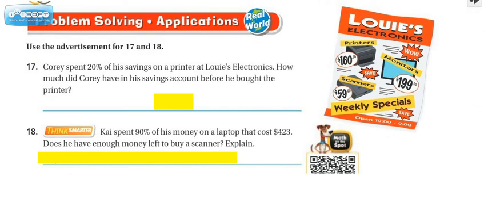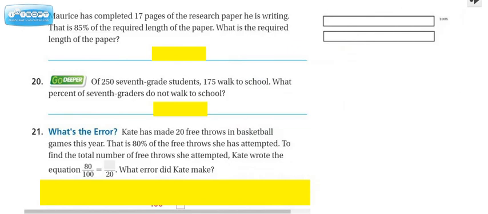All right, let's see if there's anything else here that we should probably go over. We have time to at least look at number 19. Maurice has completed 17 pages of the research paper he is writing. That is 85% of the required length of the paper. What is the required length of the paper?